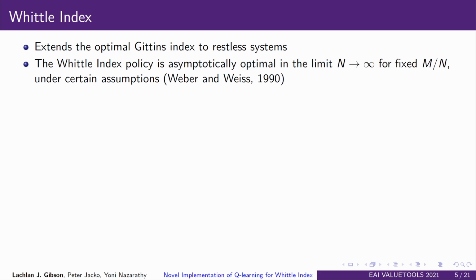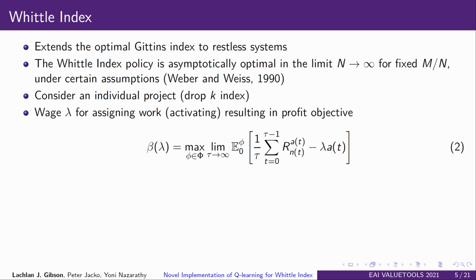However, the Whittle index policy is asymptotically optimal as the number of projects grows for a fixed ratio of m and n. To compute the Whittle index, we consider the related problem of controlling an individual project. In this case, at each time step, the controller must decide whether to activate the project. But activation now involves a wage of lambda. Therefore, the goal is to identify a policy phi, which maximizes the expected time average profit, beta, both of which depend on lambda.